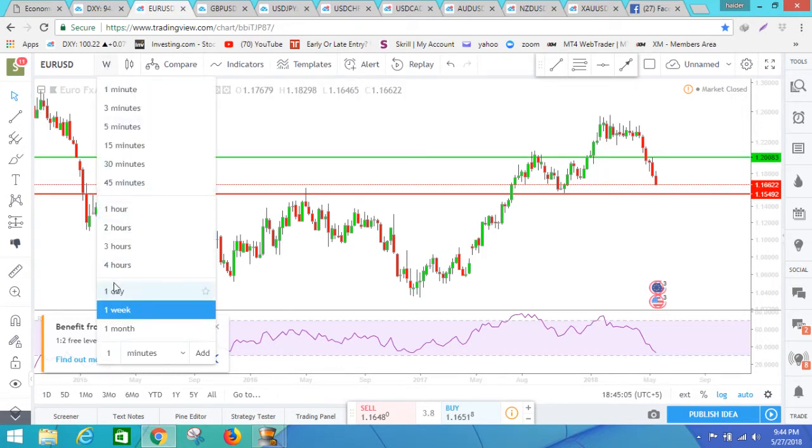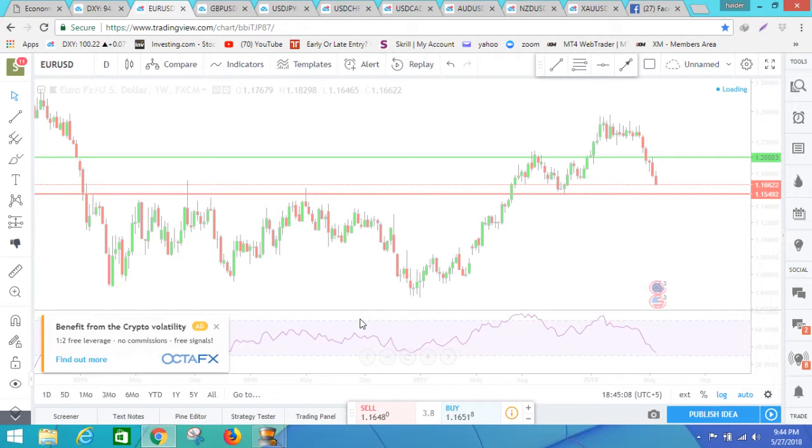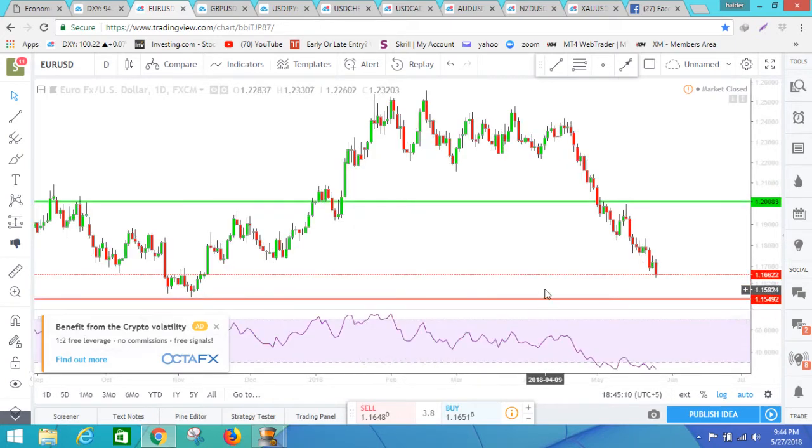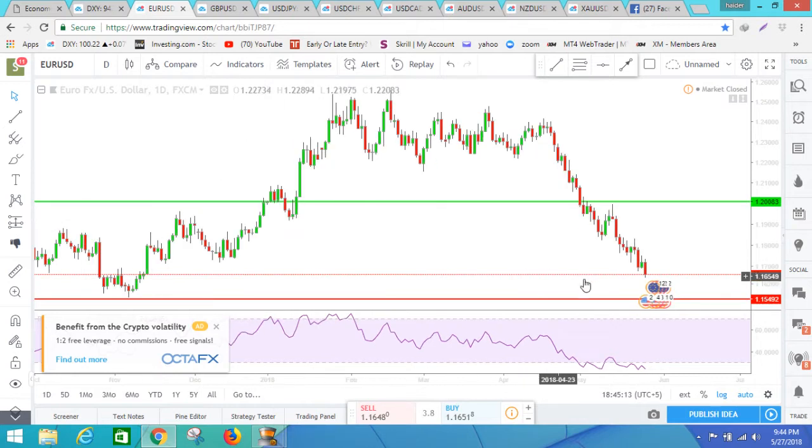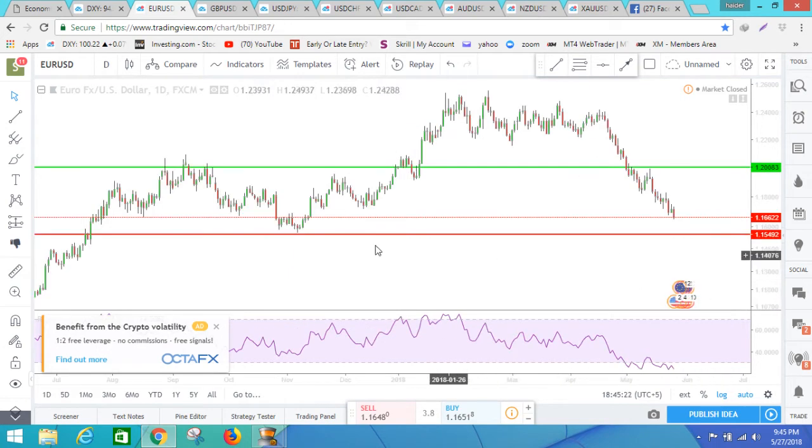Let's see how it looks on the daily time frame. That's the daily time frame, and even on the daily time frame it's looking like it's supposed to dip again, and then if it comes to this point down here we have a very strong support area, and I will be interested to buy it from here.